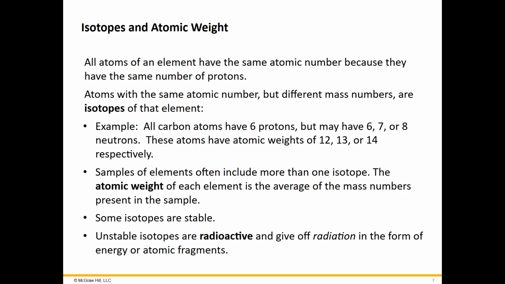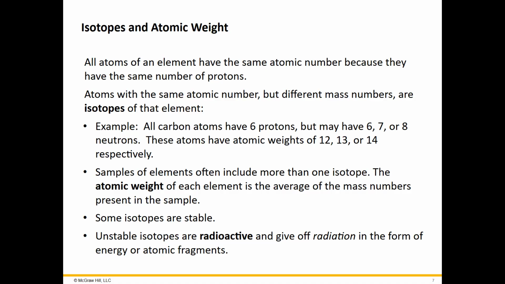So if you have a sample of an element, like a big bunch of carbon, you likely have different isotopes in there, because the different atoms in this collection of carbon probably have different atomic weights.